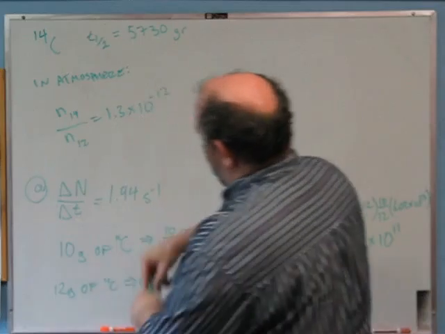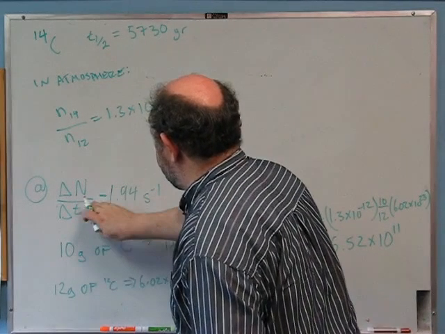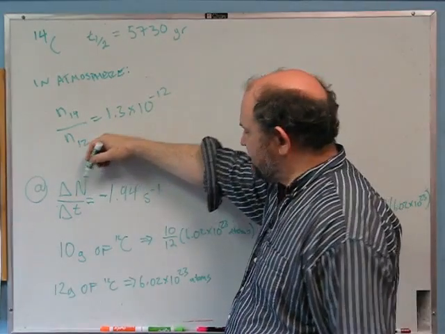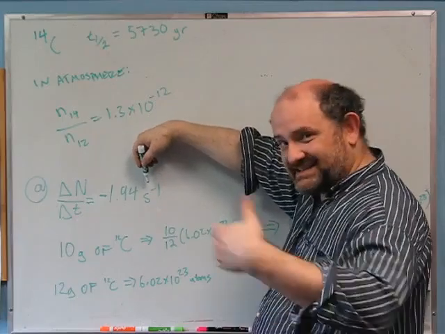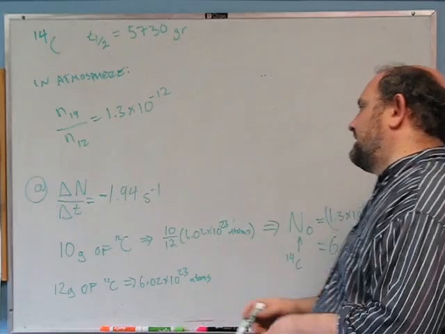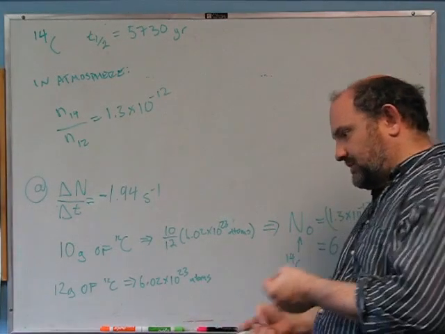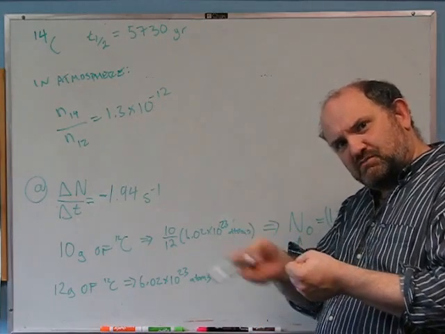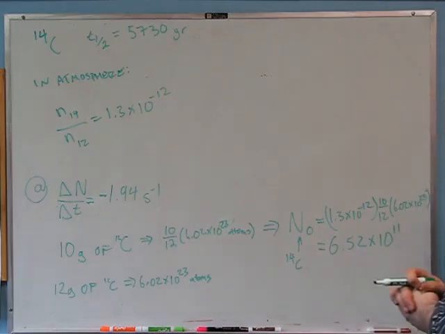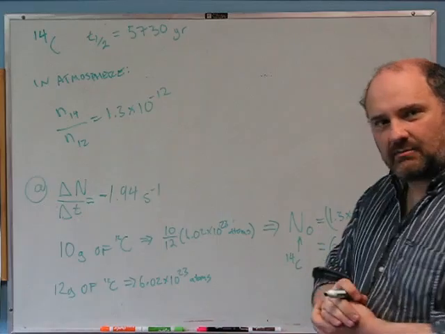given this count rate, by the way, I should have had a negative here, because delta N delta T is the change in N, and as there are decays, N is going down. So 1.94 decays per second means delta N is minus 1.94 decays per second. And it's going down. So given that decay rate, which you measure with a Geiger counter or something, you hold it up and you figure out on average you're getting 1.94 decays per second. To get that count rate, how long must this carbon-14 have been sitting there?